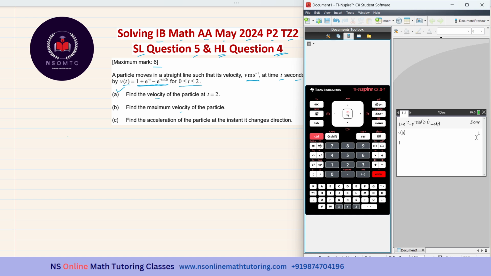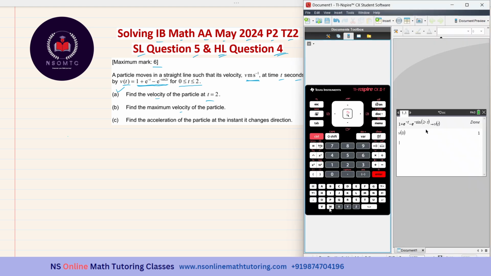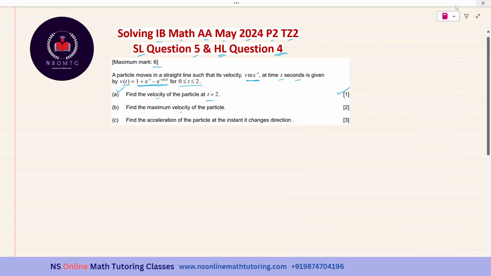So I need to find the velocity of the particle when t equal to 2. So I will be finding v of 2. Enter. It is negative 0.996114 and so on. I have to give the answer correct to 3 significant figures. So it will be negative 0.996 meters per second, of course.